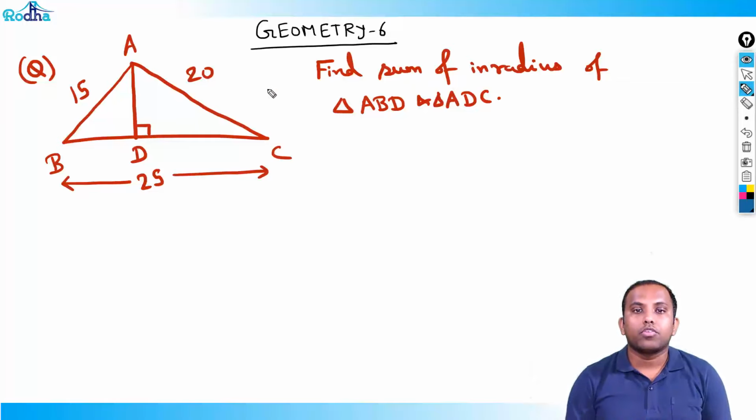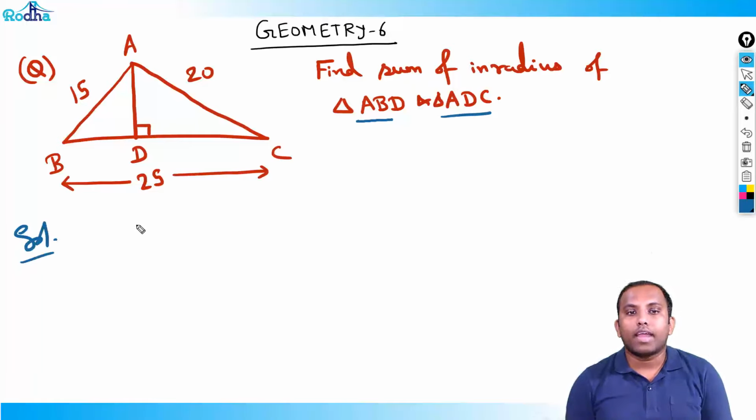See, there's a triangle here. Sides are given as 15, 20 and 25. AD is the perpendicular on the side 25. We need to find the sum of inradius of triangles ABD and triangle ADC. Okay, let's solve it.